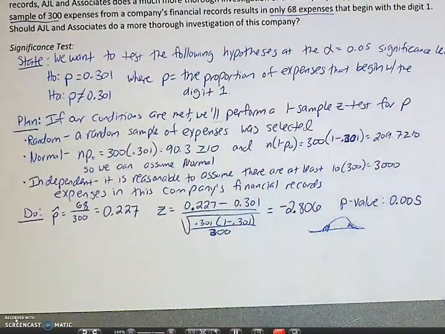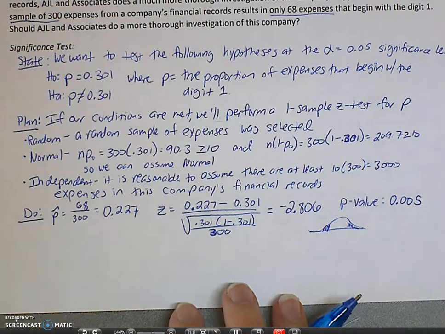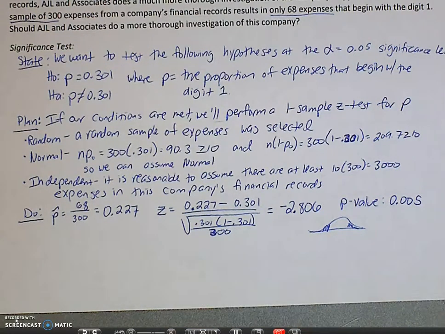So this is a very small p-value compared to our alpha. So let's go ahead and come to our conclusion. Since our p-value is smaller than our significance level, we're going to reject our null. So there is convincing evidence that the proportion of expenses that have a first digit of 1 is not 0.301. So therefore, AJL and Associates should do a more thorough investigation of this company.